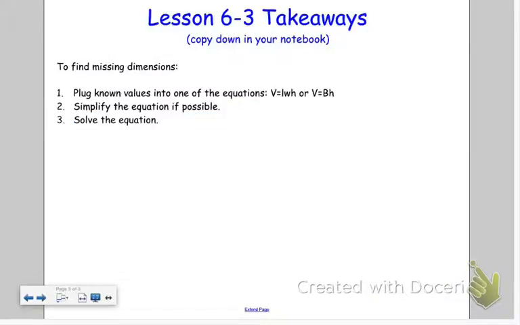So, a couple short takeaways. When you're looking for the missing dimensions, assuming you're given the volume, plug the known values into one of the equations. So anything that you know, put it back into one of those equations, whichever equation makes the most sense. And then simplify the equation if possible. That's typically if you're working with the equation volume equals length times width times height. If you're given 2 of those 3 dimensions, it probably makes sense to simplify if you can. And then last, solve the equation.